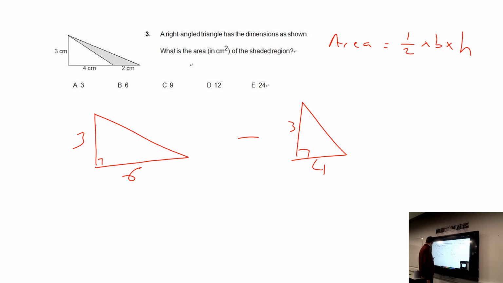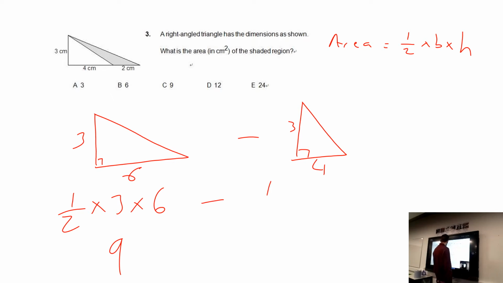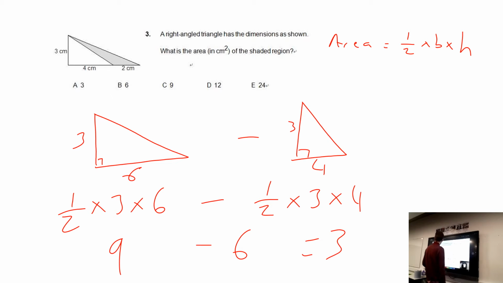So let's work out the area. The big one is half times 3 times 6, which is 18 halved, so that will be 9. And then we're subtracting half times 3 times 4, and that's going to be 6. So 9 minus 6 is 3, and we're using centimeters, so the area is going to be centimeters squared. So the answer is A.